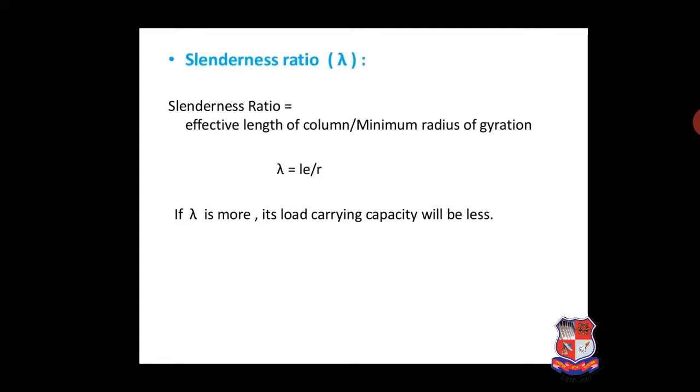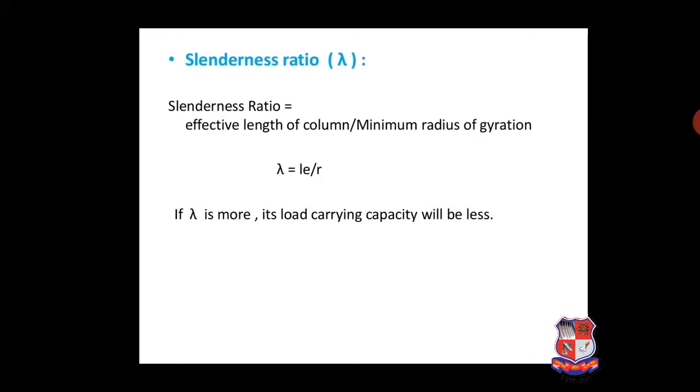Now what is the effect of lambda in our compression member? If lambda is more, its load carrying capacity will be less. So we have to maintain the lambda. Before we find out or maintain the lambda, we require the effective length and minimum radius of gyration.